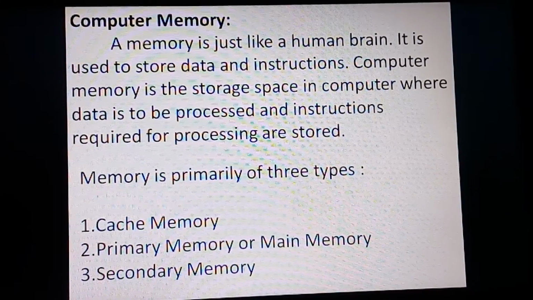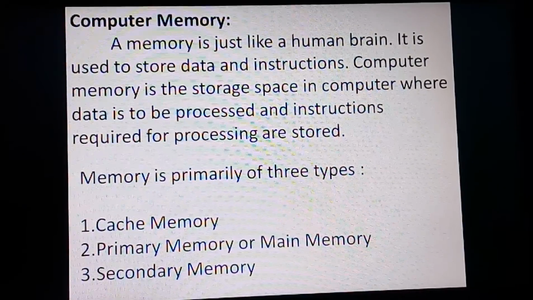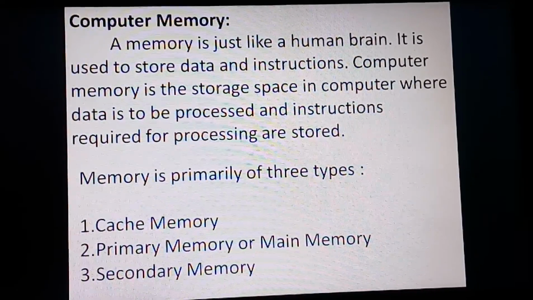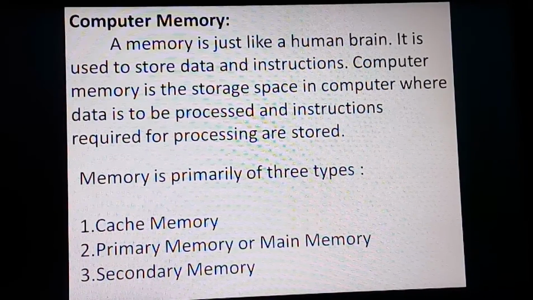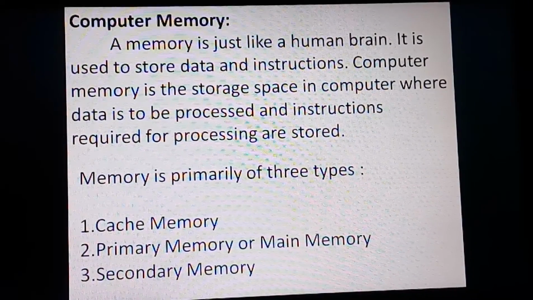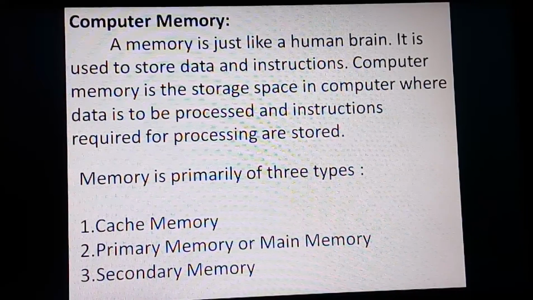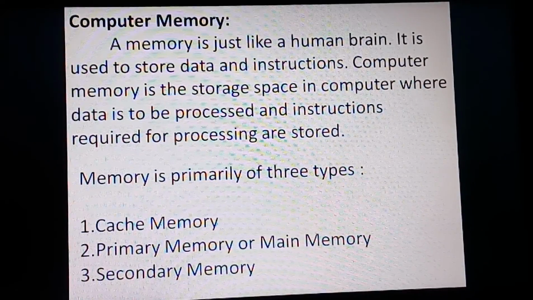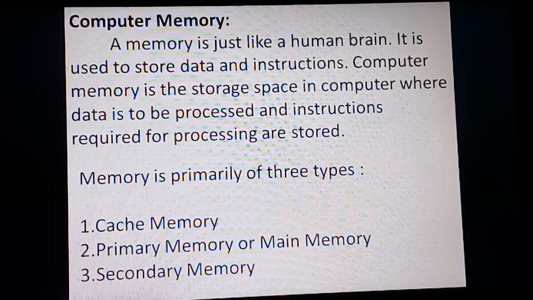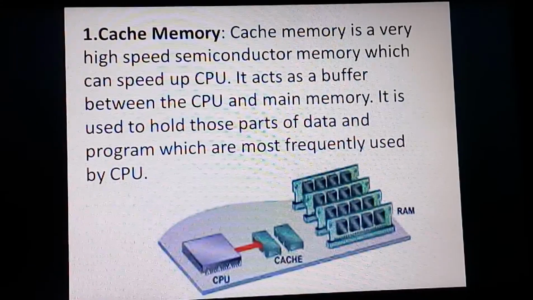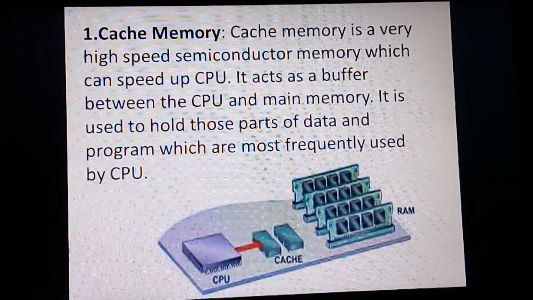Computer memory is the storage space in the computer where data is to be processed and instructions required for processing are stored. Means computer memory is a storage space in the computer where the data is processed according to the given instruction and then it is stored in the memory. Memory is primarily of three types: first is cache memory, second is primary memory or main memory, and third is secondary memory. First we will see the cache memory.